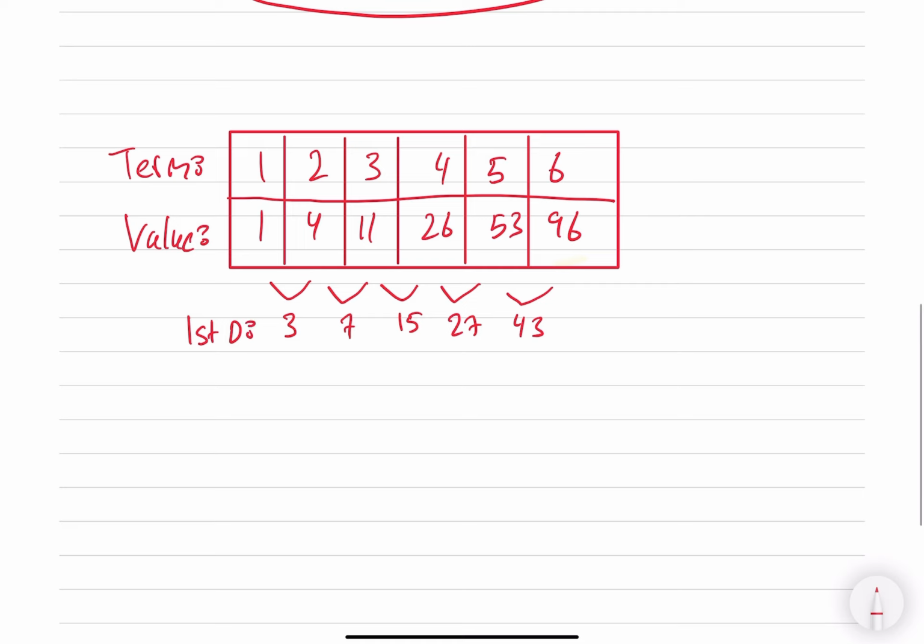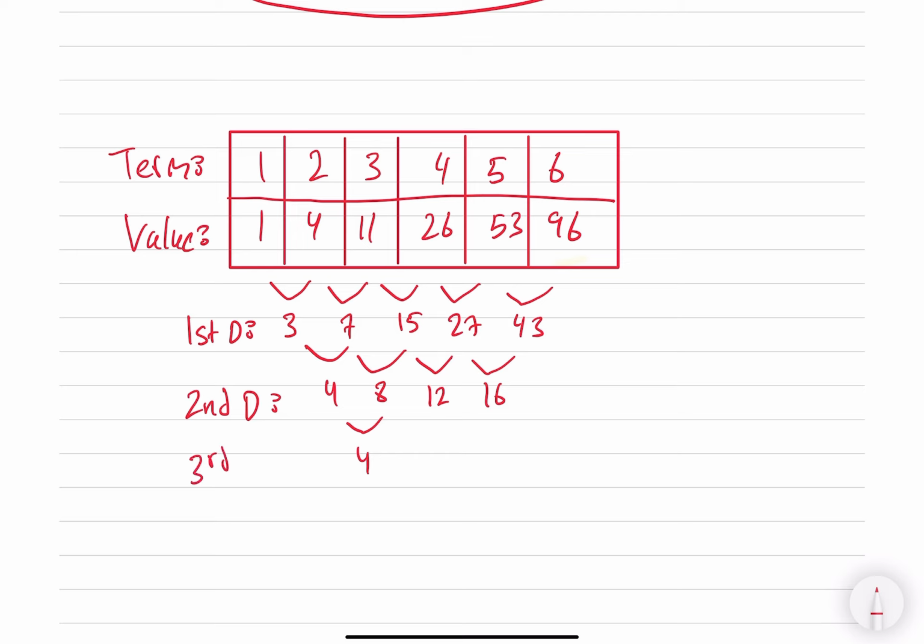Well, it's obviously not the answer. Moving on to the second difference. 7 minus 3, it equals 4. We have 5, 3, 8, right? 15 minus 27... 27 minus 15, 12. 43 minus 27, 16. Okay, we got 4, 8, 12, 16. Well, it's obviously not the second difference as well, right?